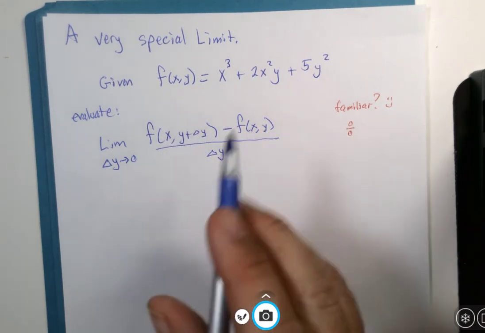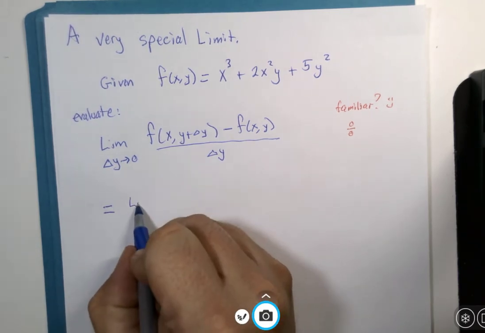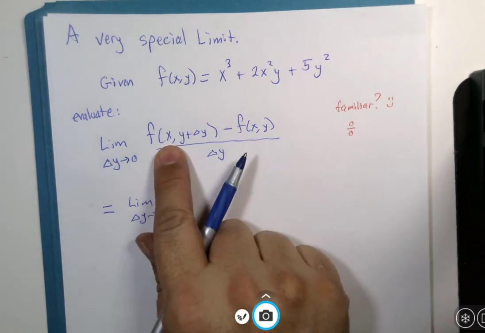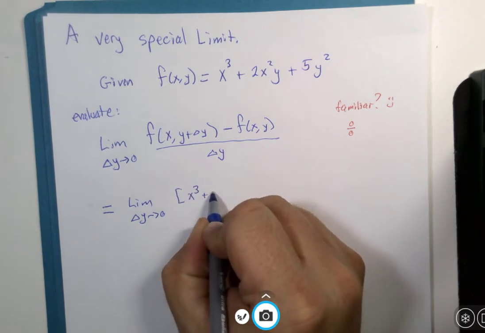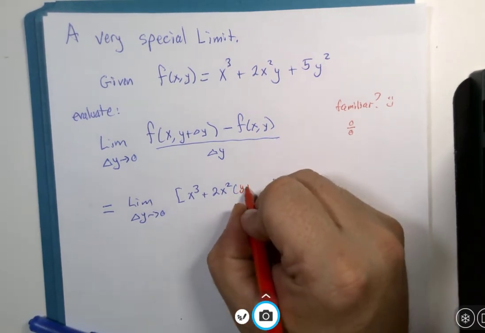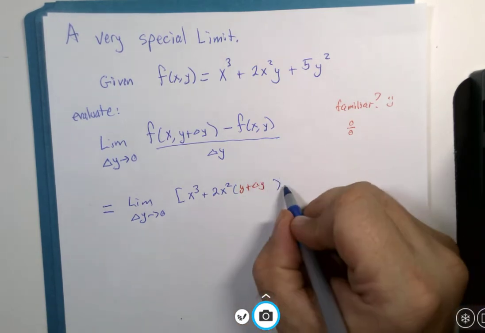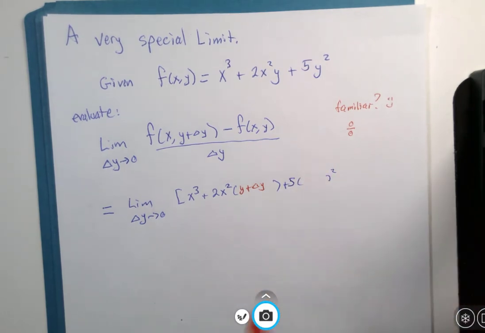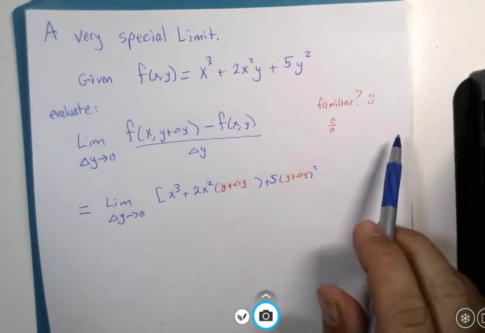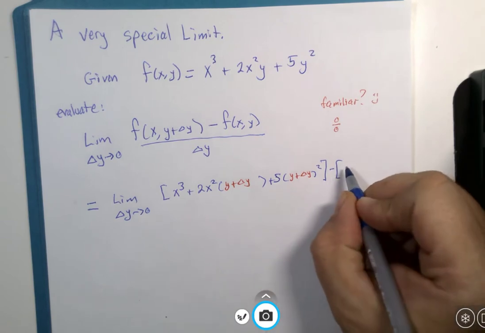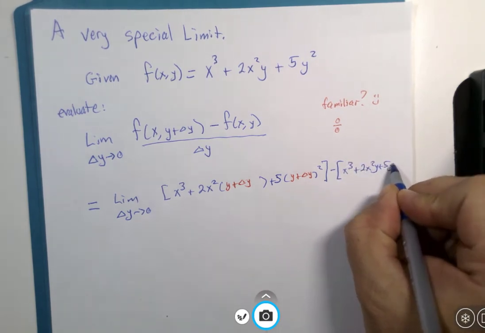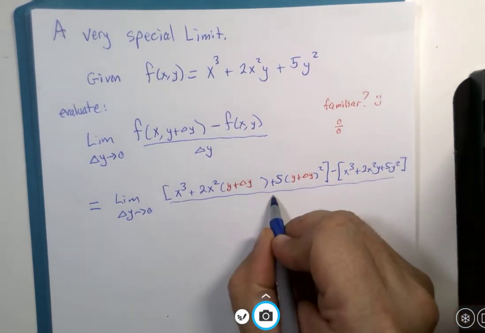If I do the substitution, what I'm told to do here, limit delta y approaches 0, is wherever x is, stays x. x cubed plus 2x squared, but wherever y is, that will be replaced by y plus delta y. And then this would be plus 5 times y plus delta y, squared. And then it's tough to fit this on a traditional piece of paper here, minus the original function, x cubed plus 2x squared y plus 5y squared. The entire expression divided by delta y.